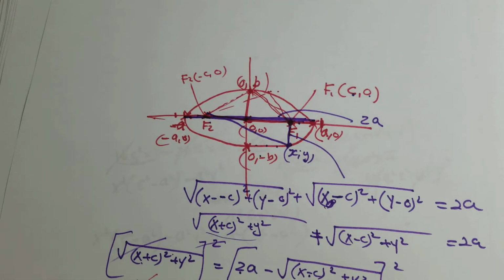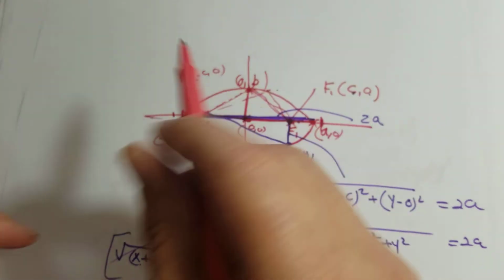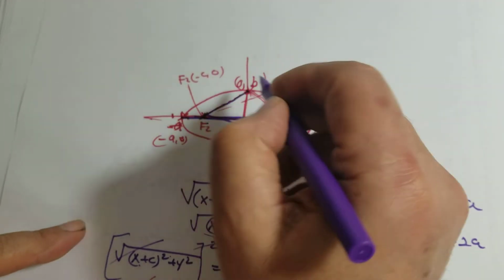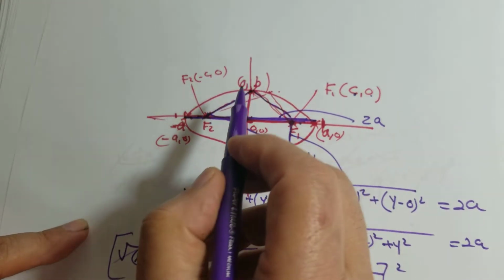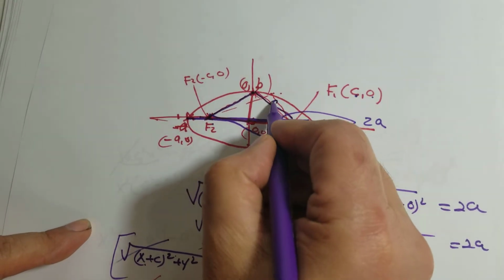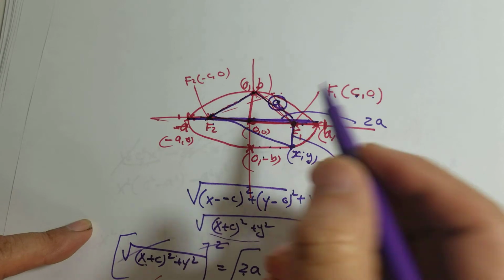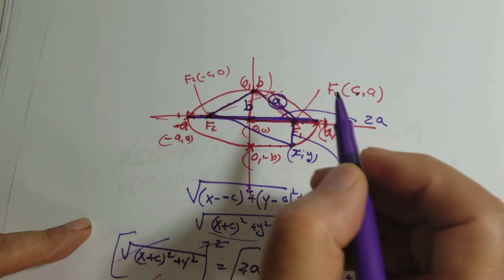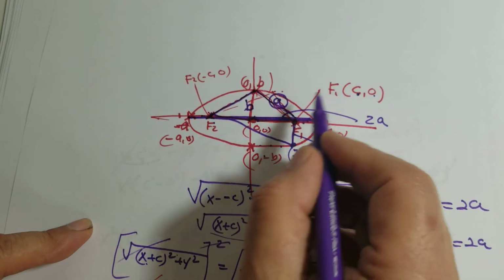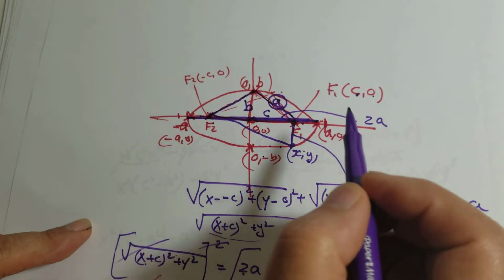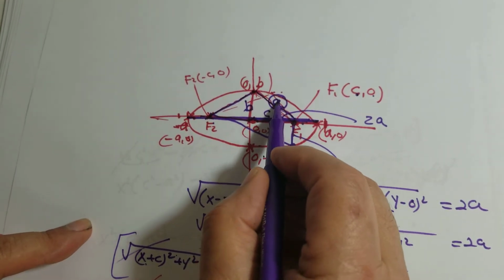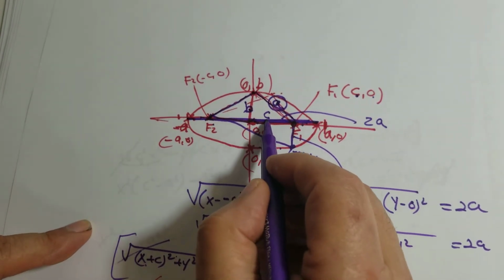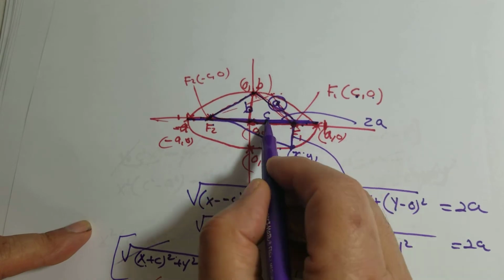Okay. Let me see what else I need to do. I'm going to go to that graph. Would you tell me this plus this is 2a? Therefore, that distance is a. That distance is right there. And that distance is b. And that distance we call c. There is a relationship between half of the major axis, half of the minor axis, and the distance from the center to one of the focal points.